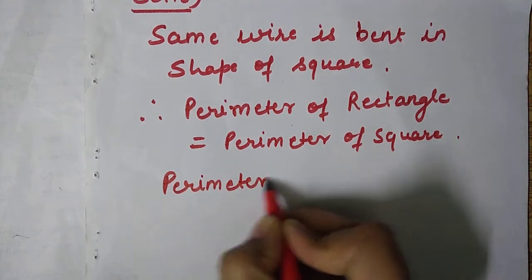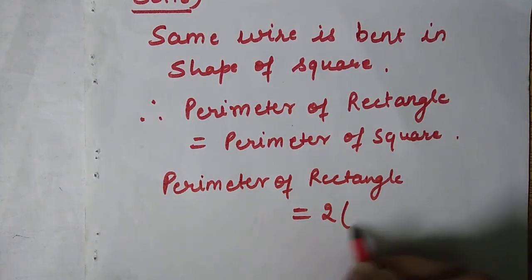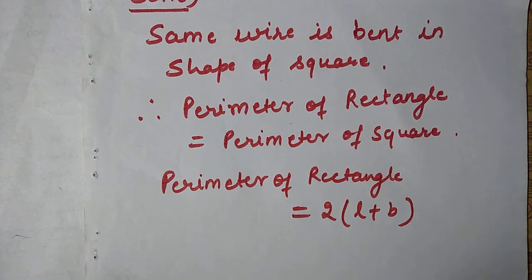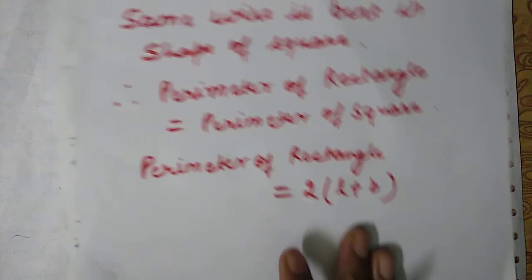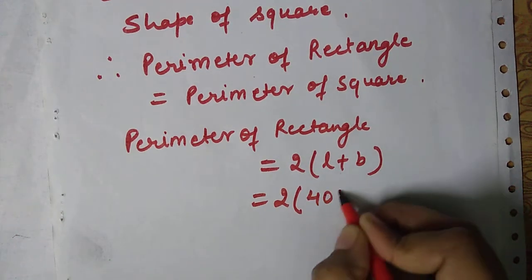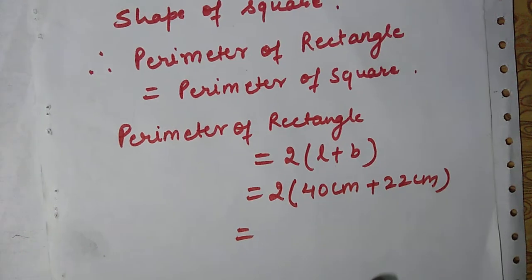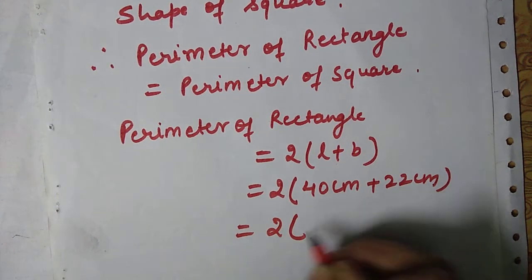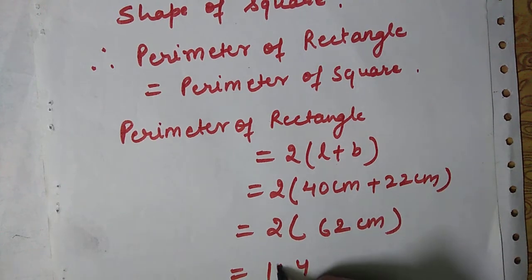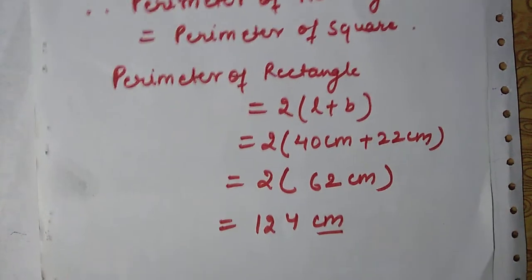Here I am calculating the perimeter of the rectangle, which is equal to 2 into (length plus breadth). First you have to check that the length and breadth are in the same unit, and they are. So 2 into (40 centimeter plus 22 centimeter). Now you can calculate the perimeter: 2 into 62 centimeter, so this is 124 centimeter. This is a perimeter, so the unit will be centimeter only.